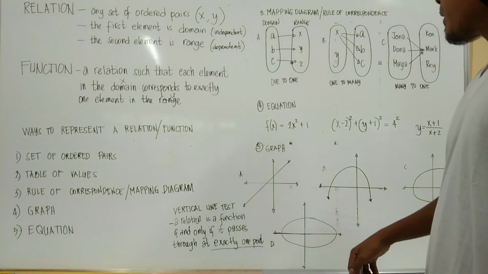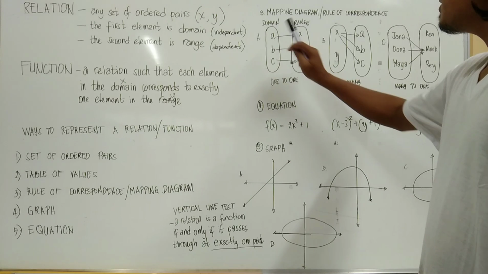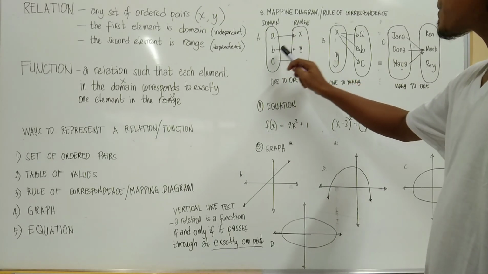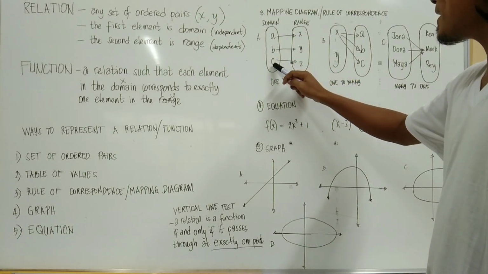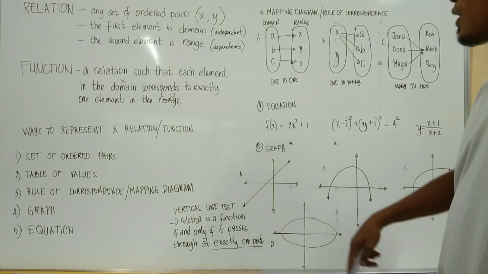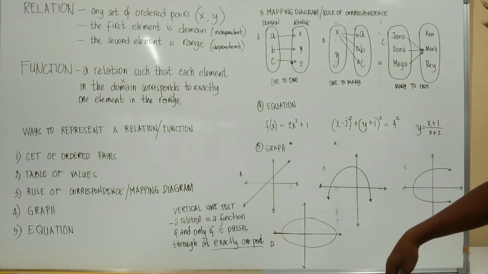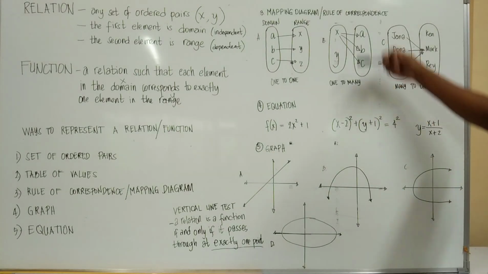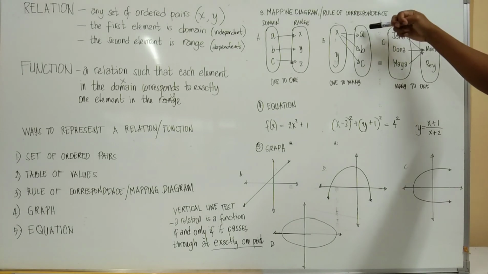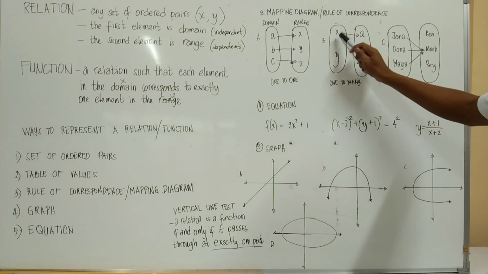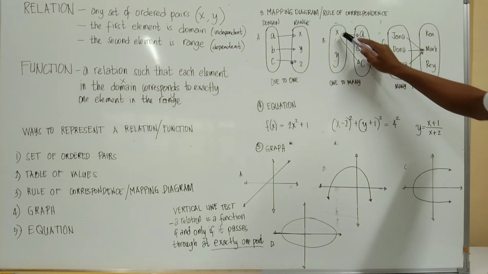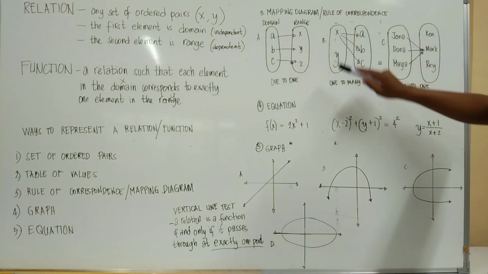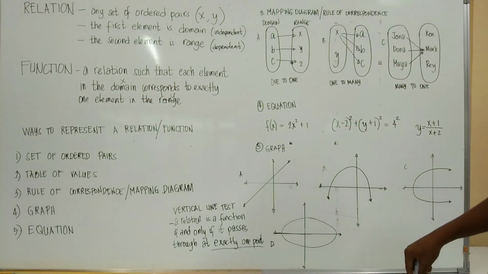So we have diagram letter A. A corresponds to X, B corresponds to Y, and C corresponds to Z. So we have a 1-to-1 correspondence. Then, mapping diagram letter B. So we have X and Y as our domain, and range are A, B, and C. So X corresponds to A, X corresponds to B, and X corresponds to C.